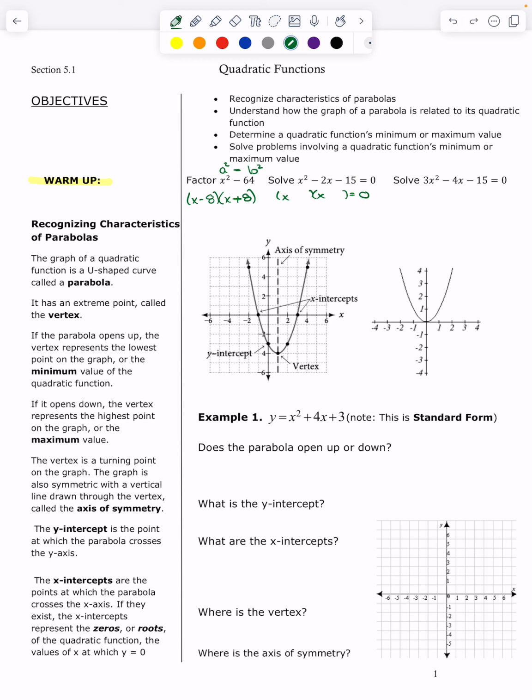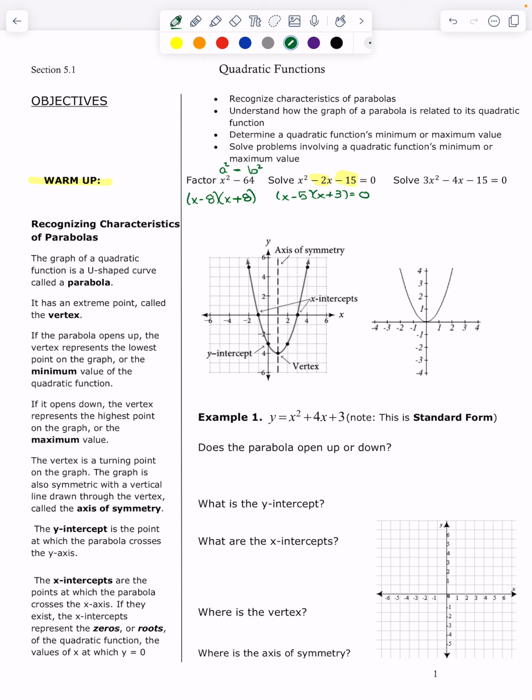Apparently still a little fuzzy here from being sick. Multiply to get negative 15 and add to get that negative 2. That is going to be, well, 5 times 3 gives me 15 and they're 2 apart. If I want to add them and end up with a negative, the larger has to be negative. So I end up with x minus 5 times x plus 3.